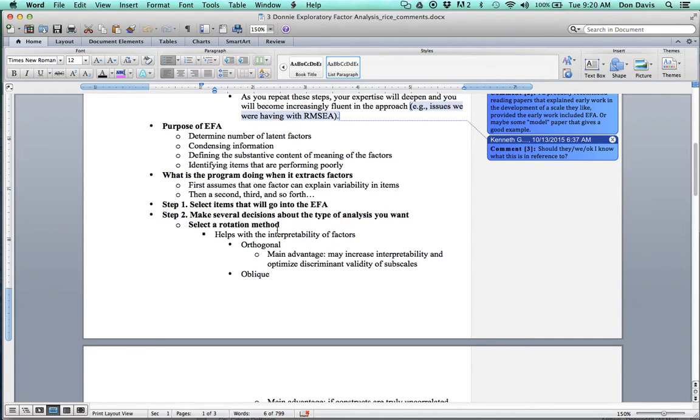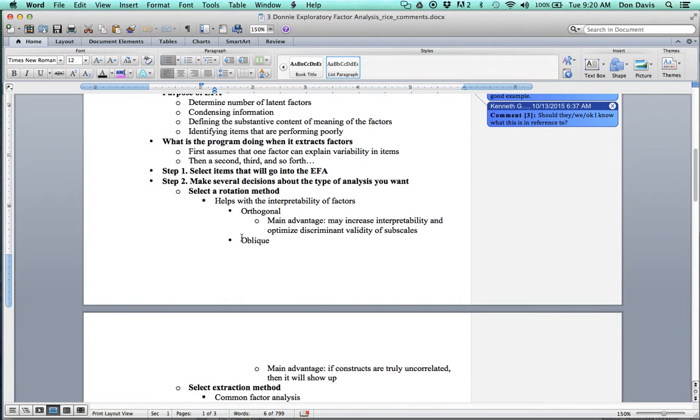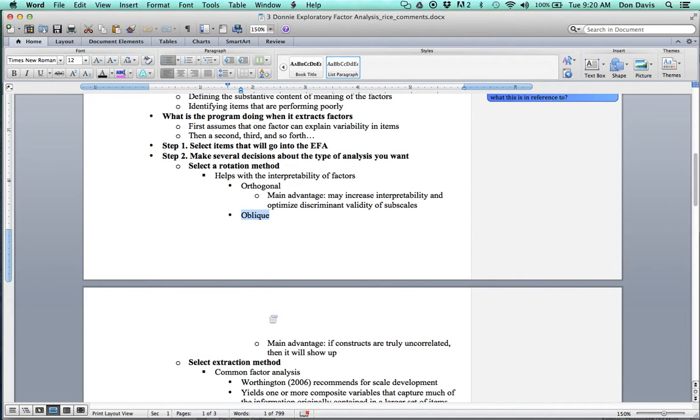One is the rotation method. So if there are more than one factor, you can use a method that either assumes that the subscales are orthogonal, basically they're uncorrelated, or you can allow them to correlate with each other. That's an oblique rotation. And traditionally, I've heard people strongly argue for the oblique in psychology because oftentimes our subscales are correlated, and so why not allow them to correlate with each other? Although there are some people who would argue for the advantages of an orthogonal rotation.